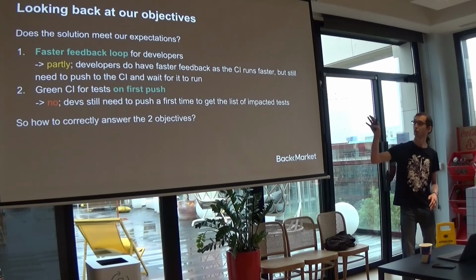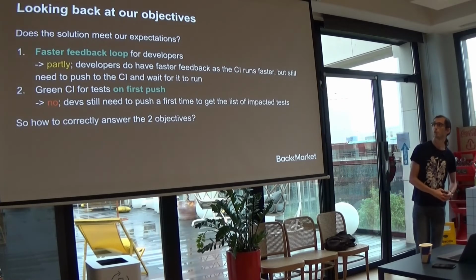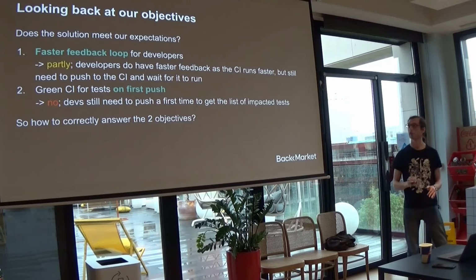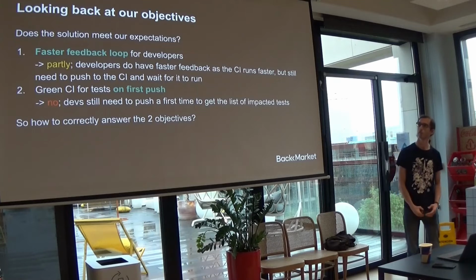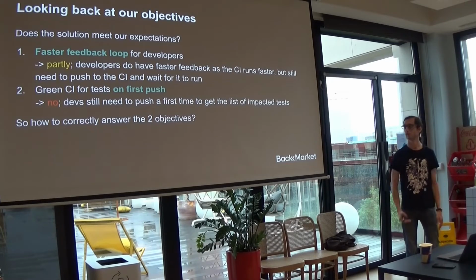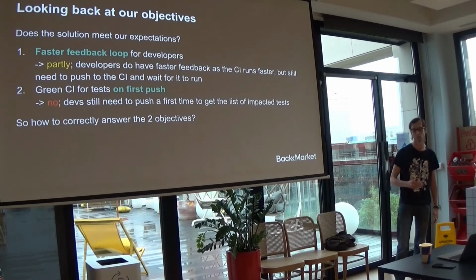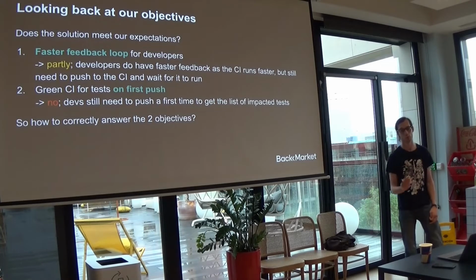So looking back at two objectives that we defined at first, does the solution meet our expectations? So the first point was faster feedback loop for developers. This one, I'd say it's partly resolved because, well, developers have faster feedback because the CI takes less time to run, but they still need to push to the CI and wait for it to run, which can still take a bit of time. So this is a bit resolved, but not entirely.